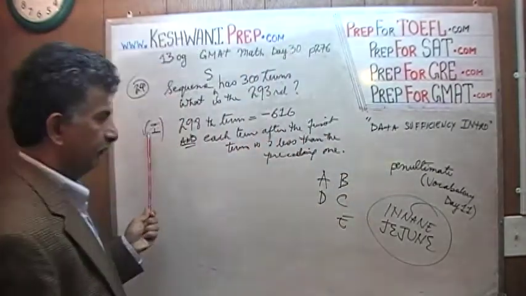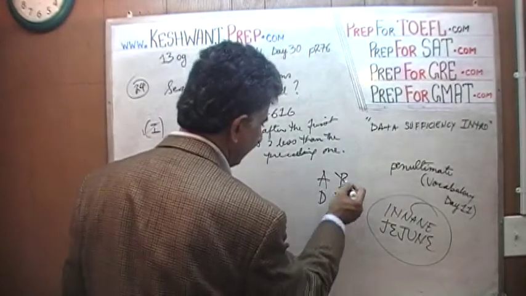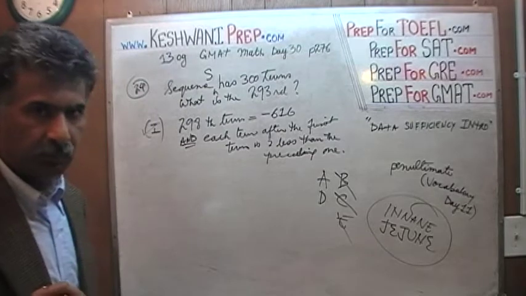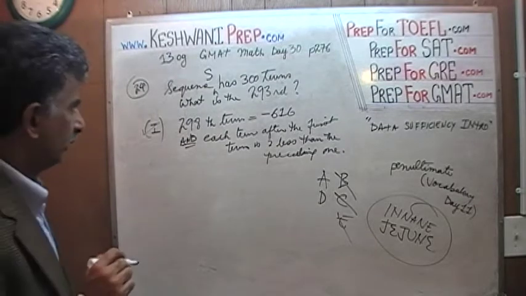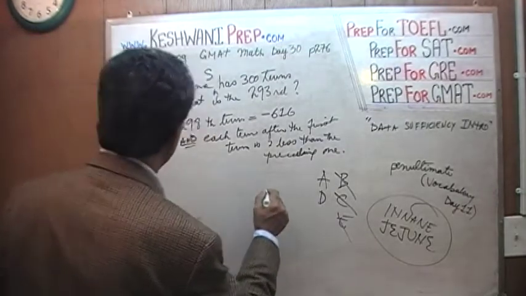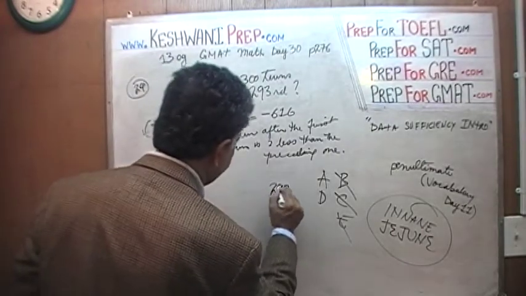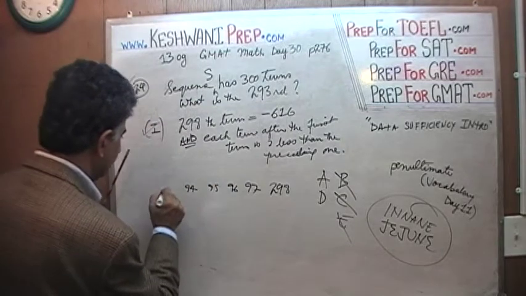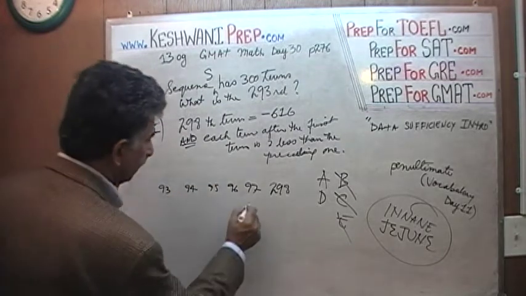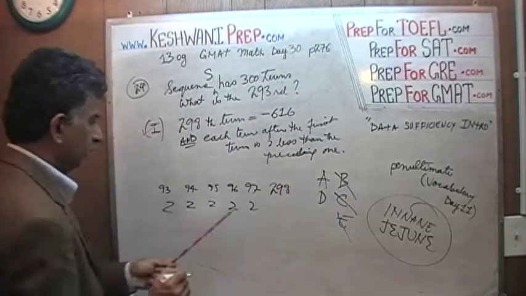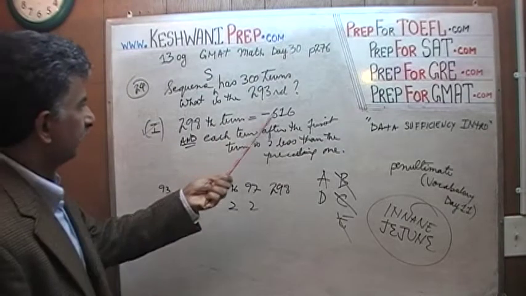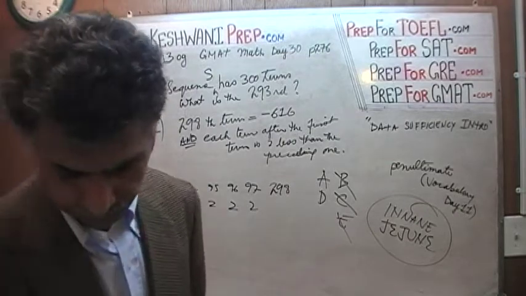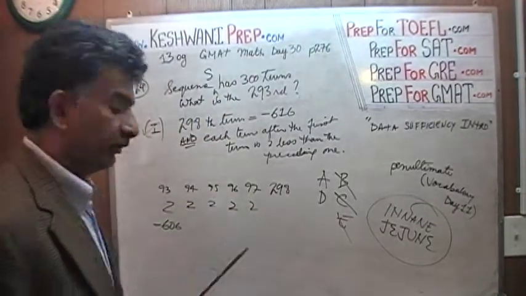Since the first statement by itself works, the answer cannot be B, C, or E. It's got to be either A or D. Now again, the part that I'm about to do, we will not do in the exam. This is only out of curiosity. So here we go. This is the 298th term. This is 297th, 296th, 295th, 294th, and 293rd. So 2, 2, 2, 2, 2. We're going to have to subtract 10 from whatever this number is. It's going to be negative 606. The 293rd term is negative 606.